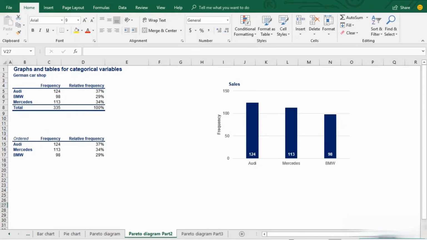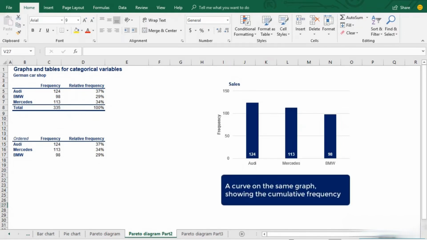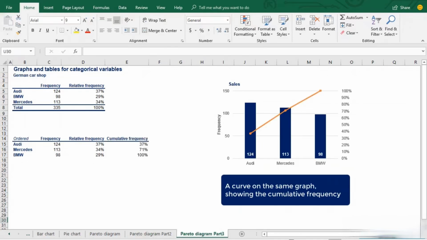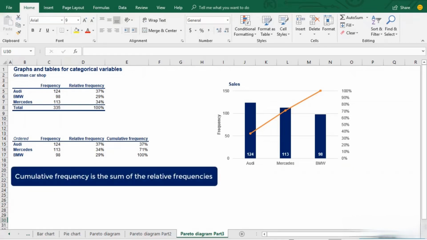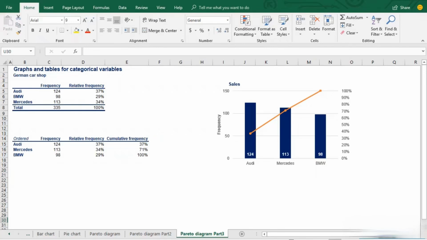There is one last touch to make it one: a curve on the same graph, showing the cumulative frequency. The cumulative frequency is the sum of the relative frequencies. It starts as the frequency of the first brand, and then we add the second, the third, and so on, until it finishes at 100%. This polygonal line is measured by a different vertical axis on the right of the graph. At each of its vertices, it shows the subtotal of the categories to its left.